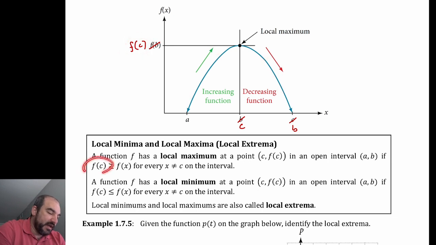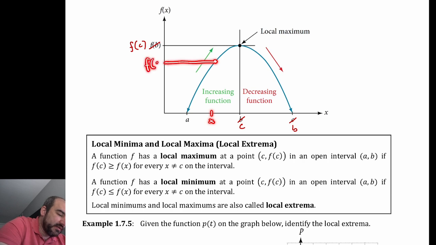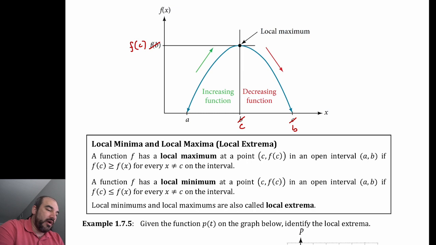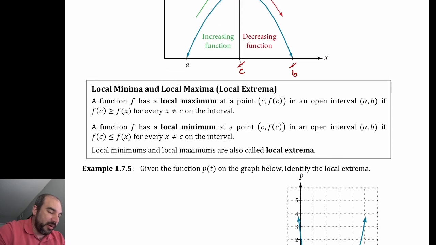Okay, so f of c is bigger than f of x. So if I pick another random x here, I get my point f of x for that. This f of c is bigger than f of x. That's all the definition is saying, right? So if it's bigger than all of these points in this open interval, then it's a local maximum. It's just we have to be very rigorous and specific when we write definitions. You can learn it as just a high point and a low point, and it'll serve your purpose.